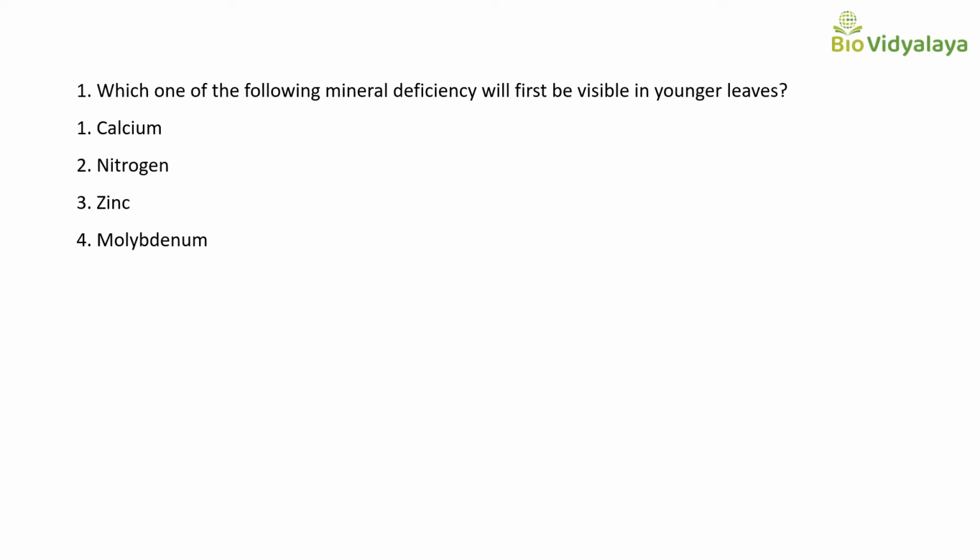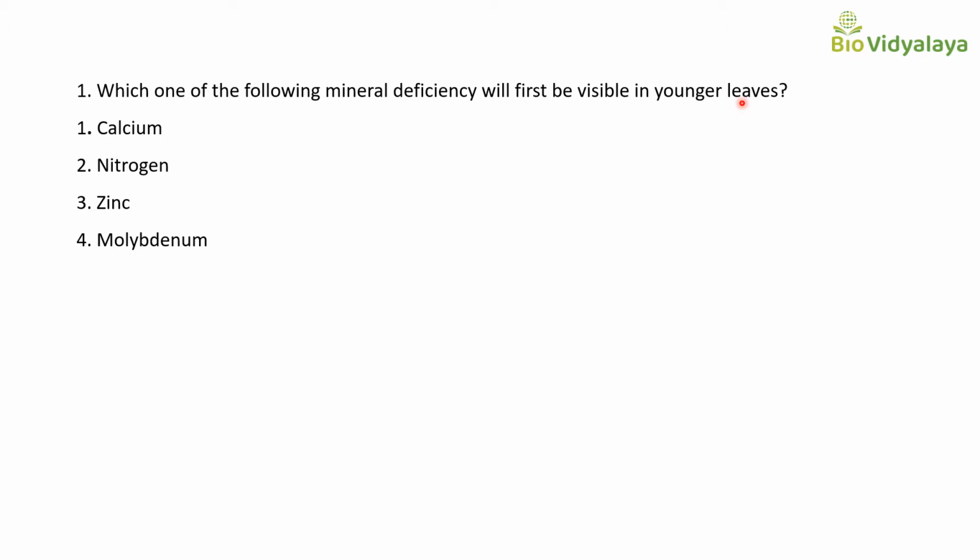First question: which one of the following mineral deficiencies will first be visible in younger leaves? Option 1 calcium, option 2 nitrogen, option 3 zinc, option 4 molybdenum. So from these options we have to find which mineral deficiency we can observe first in younger leaves. You have to remember that initial symptoms of nutrient deficiency are visible either in new leaves, that means younger leaves, or in older leaves.